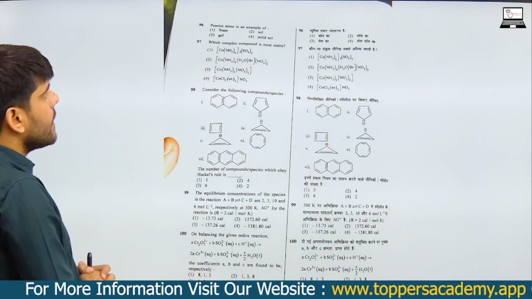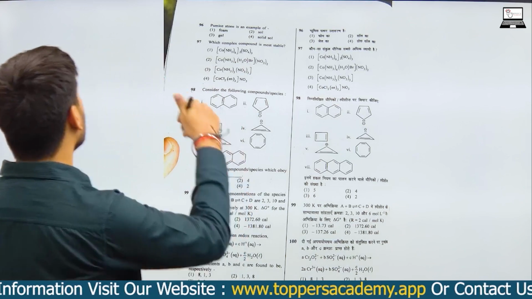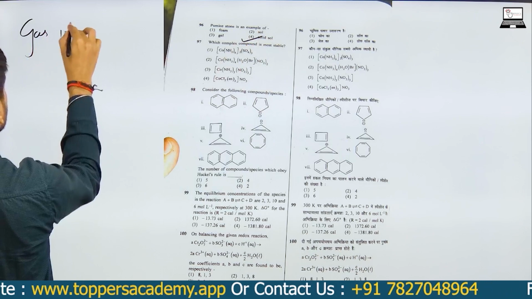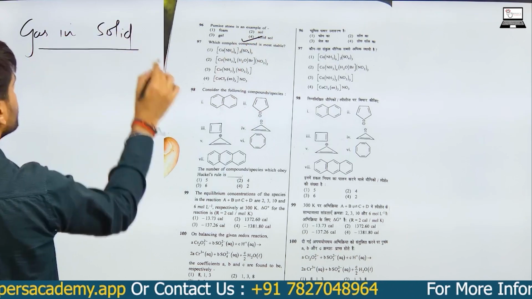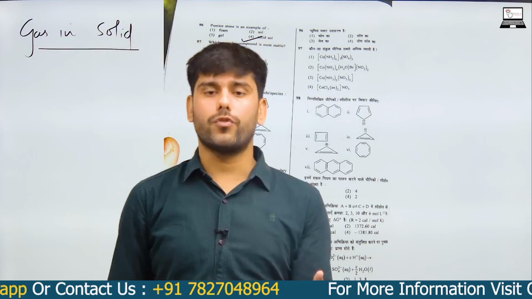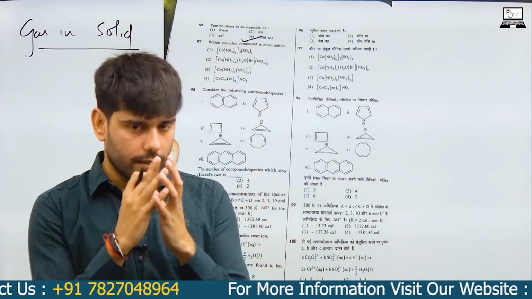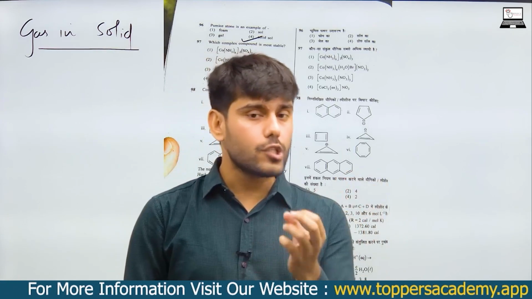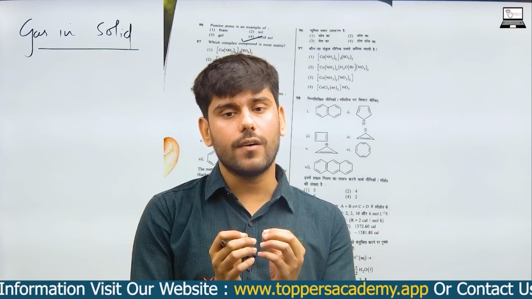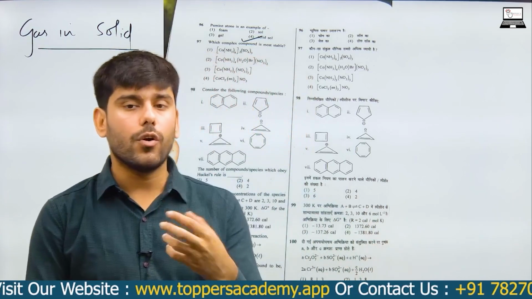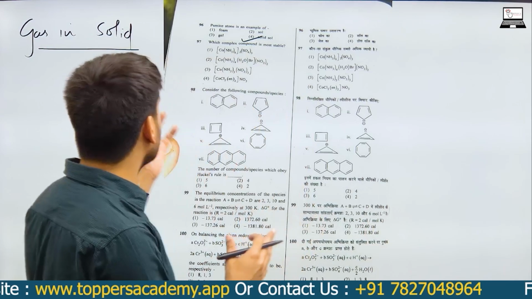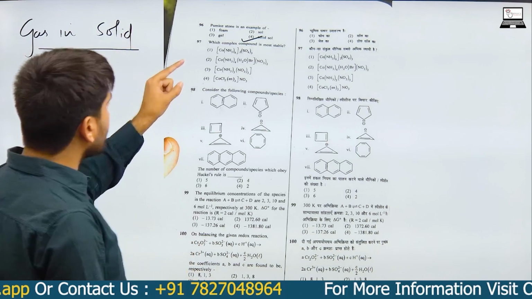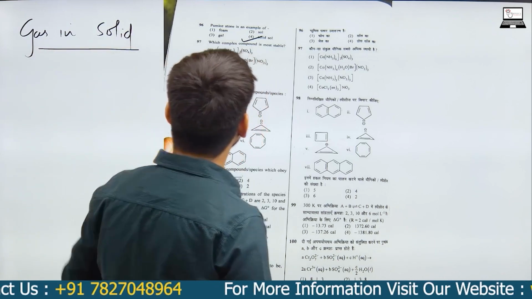Pumice stone is an example of a solid sol. Basically it is gas in solid type. What is pumice stone? Basically the volcanic rock. We get it after volcanic eruptions, and you know that this is solid, and when a volcano erupts, it has a lot of gases. So gases in solid is what pumice is. That is your volcanic rock.